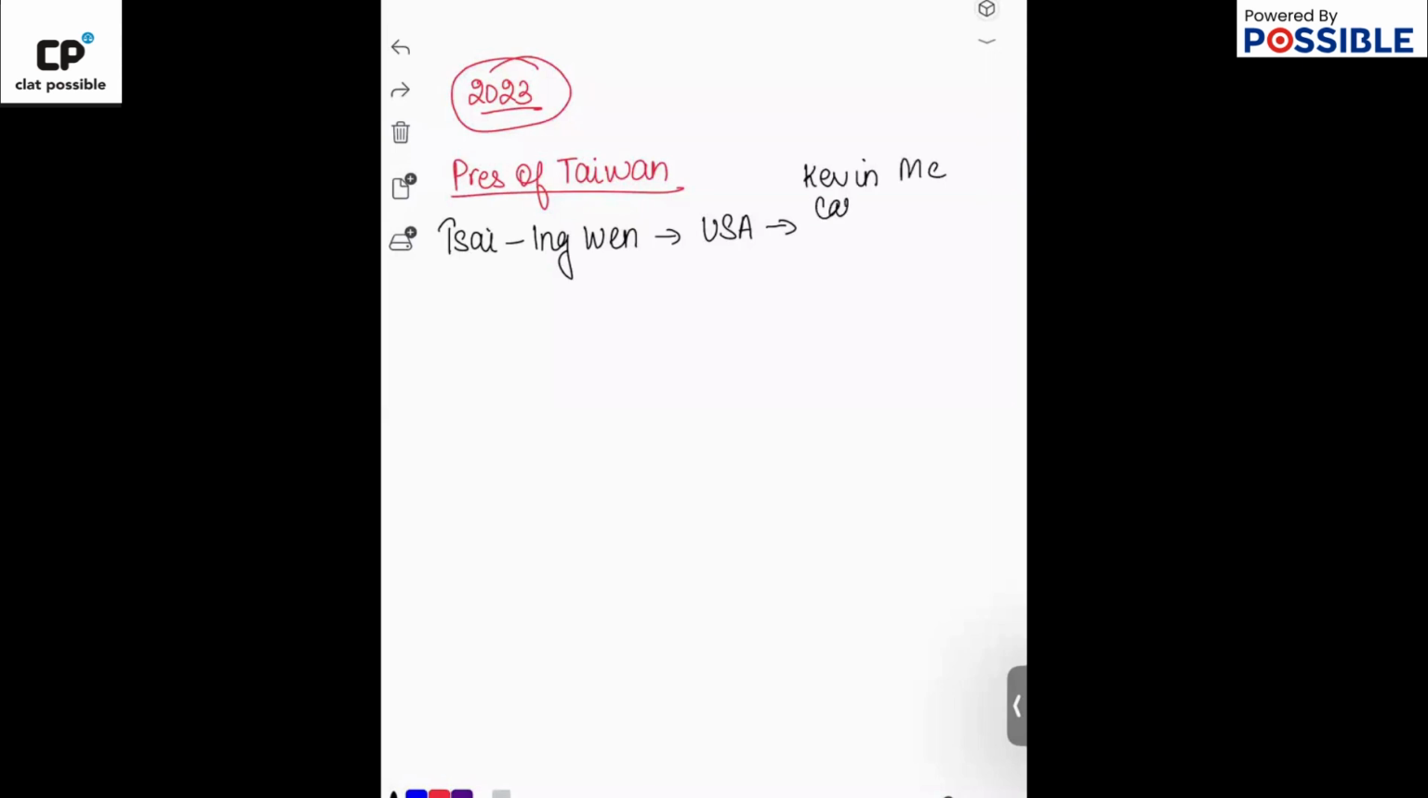ठीक है. सो 2023 की अगर हम बात करें, एक और चीज हुई है, that the president of Taiwan was a female. She's the first female president, by the way. Her name is Tsai Ing-wen. She visited the United States of America, and she went and met two people. One, she met this guy, मतलब इसकी नौकरी चली गई. His name is Kevin McCarthy, US speaker. And then she also met this guy called Jake Sullivan. Jake Sullivan is basically the counterpart of Ajit Doval, right?